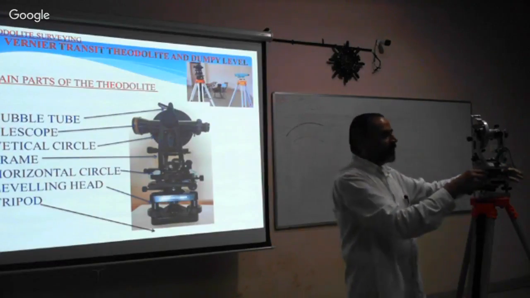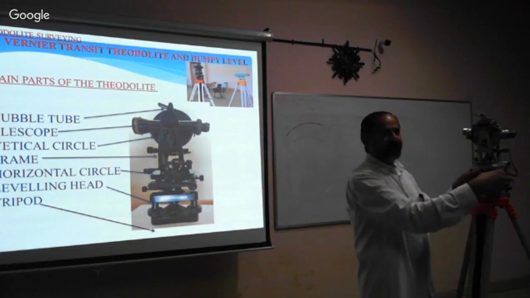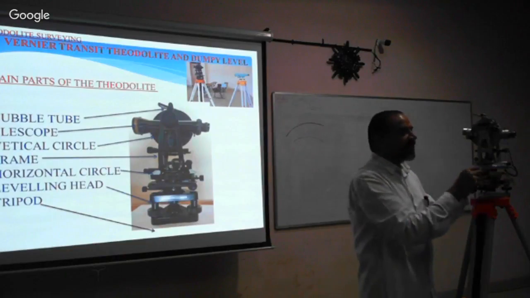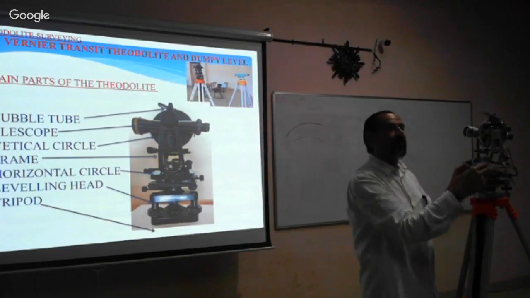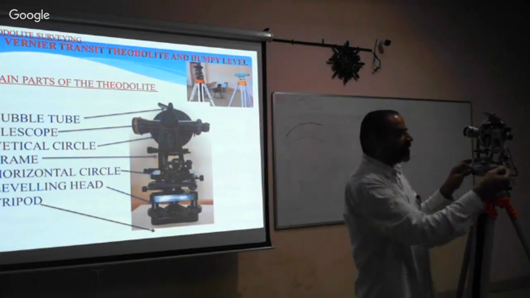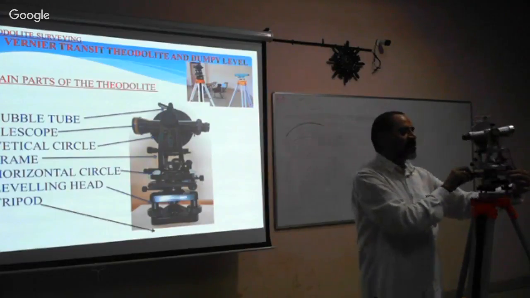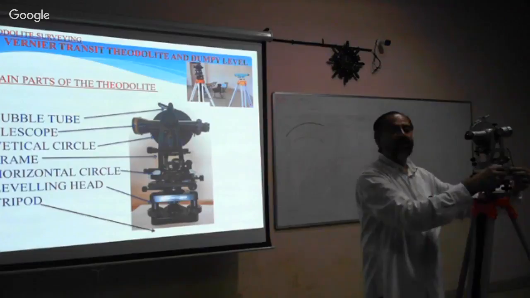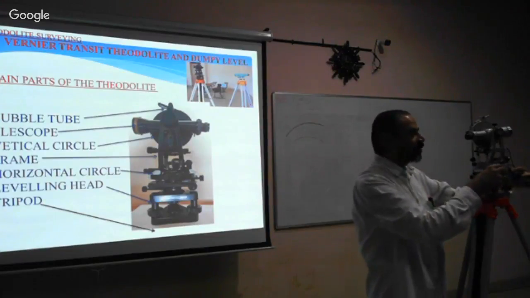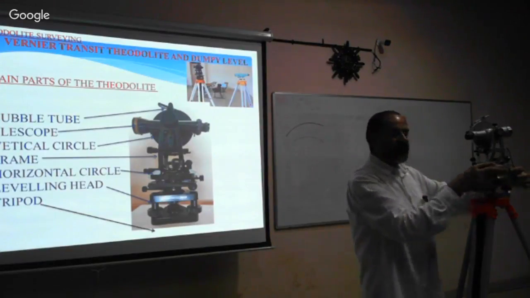And also, the lower clamp has another slow motion screw attached for the slow motion of the lower plate. Similarly, the upper clamp is also attached with a slow motion screw, called the tangent screw, isn't it? Okay.